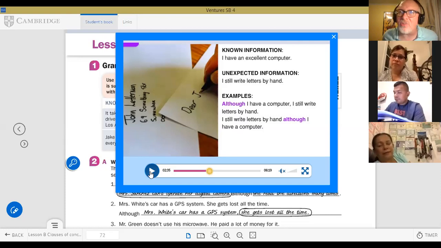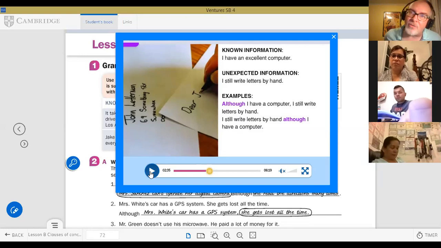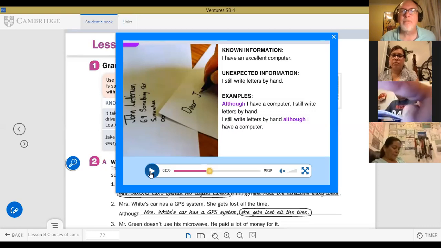Or I could say despite having an excellent computer. Despite having an excellent computer, I write my letters by hand. Right? I can use that gerund, no problem. A gerund or a noun. So despite having an excellent computer, I write my letters by hand. Despite having. That's what I would say in this one. Okay?